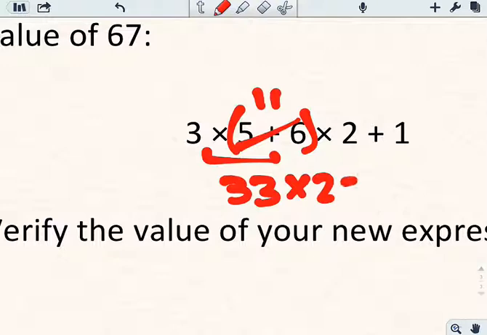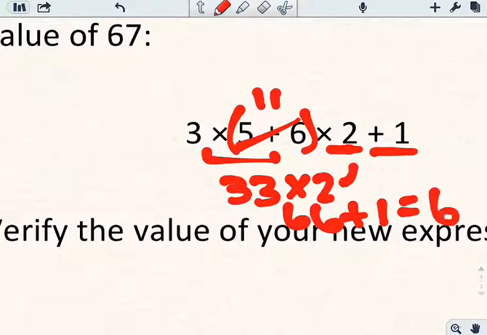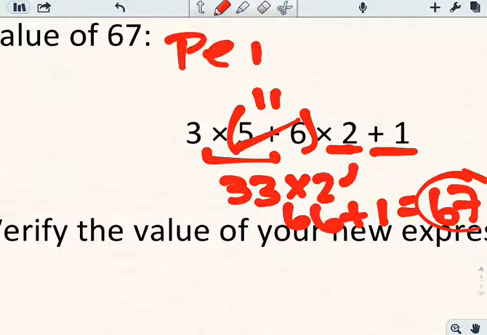Times 2 would give me, and I'm getting the times 2, by the way, right here, 33 times 2 would give me 66. And then the plus 1 would give me 67. So you can notice just by adding parentheses around the 5 plus 6 forced me to do that first. Because again, please excuse my dear Aunt Sally.